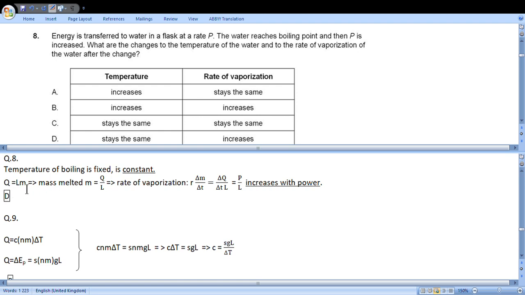So Q equals Lm, mass boiled equals Q over L. And rate of vaporization is delta m by delta t, which is delta Q over delta t, divided by L. Delta Q over delta t is P, so the greater the rate of providing heat, the greater the rate of vaporization. So we choose answer D. Stays the same, increases.